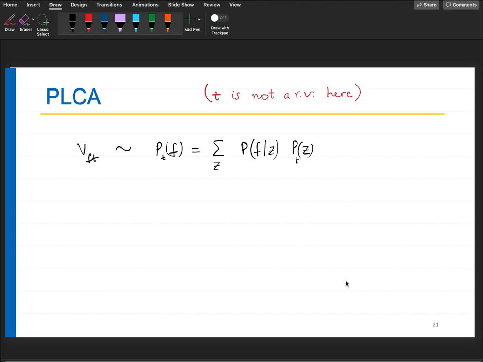Now T is not a random variable here. Let us assume T is not a random variable. T is a given quantity, the sample index. I have got 100 samples, and the sample index is a given quantity. So I am not assuming T as a random variable in this case. Only two random variables are there, F and Z, right?